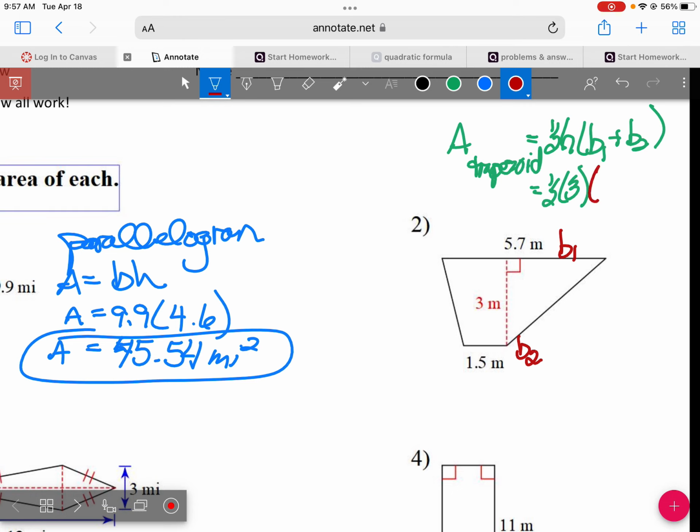So the bases are 5.7 plus 1.5. 5.7 plus 1.5 is 7.2. Quiet. 1/2 times 3 times 7.2 should give you 10.8 meters squared.